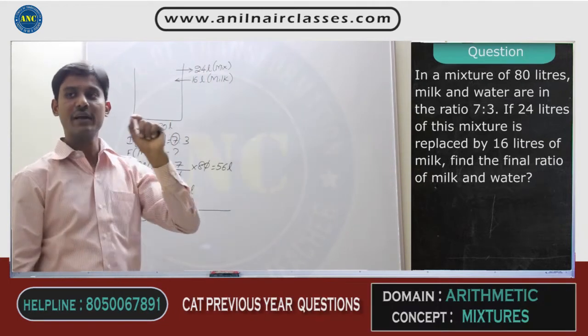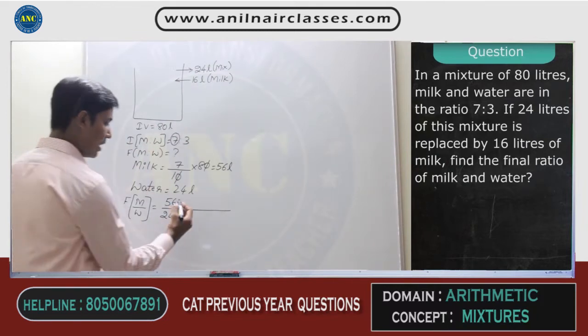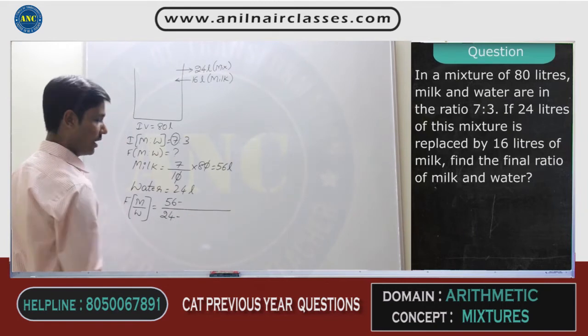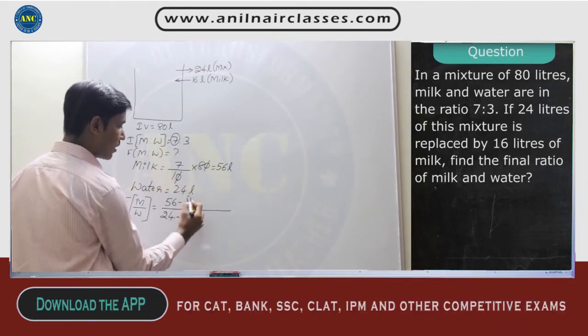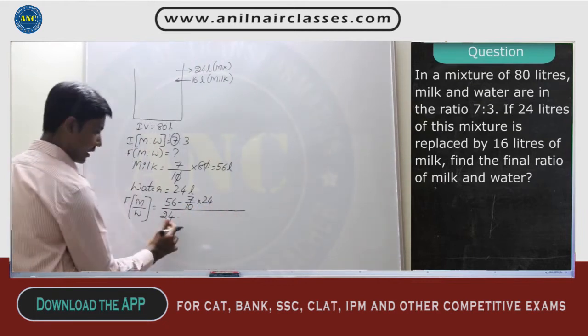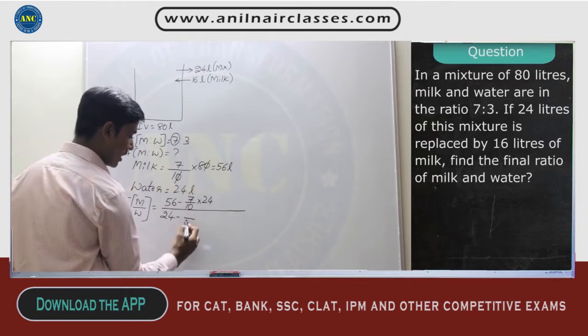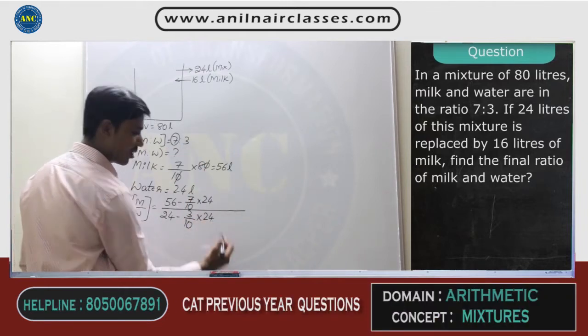In what ratio should I take out this 24 liters of mixture? In the same ratio 7:3. That means taking out is nothing but negative sign. Out of total 7 plus 3, 10 liters, 7 liters of milk is taken out and total taken out is 24. Similarly, out of total 7 plus 3, 10 liters, 3 liters of water is taken out and total taken out is 24.